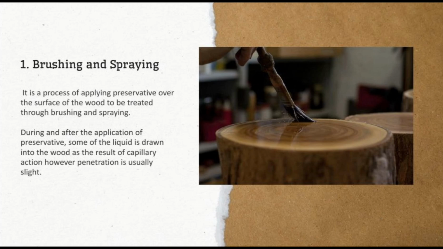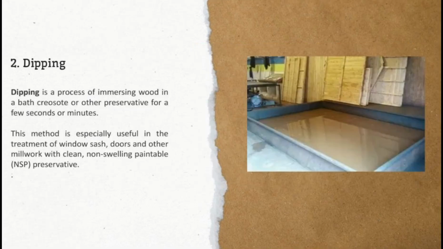Spraying is also a more effective technique than brushing. In this case, a preservative solution is sprayed onto the surface using a spray gun. It is time-saving and quite effective.